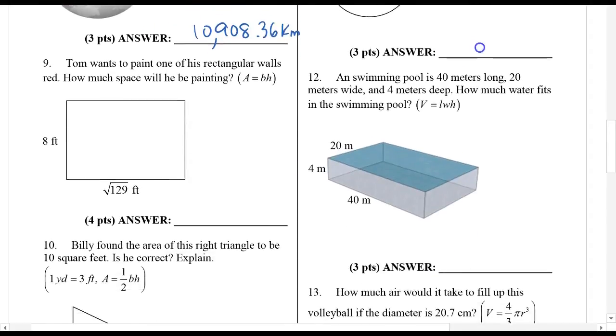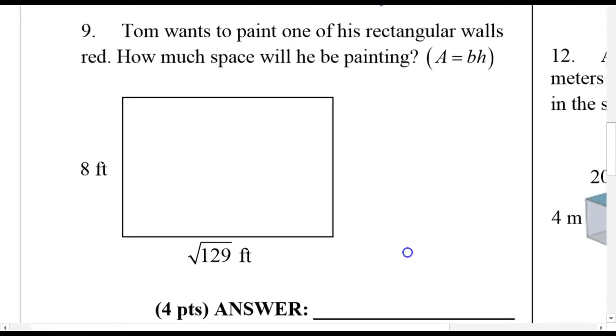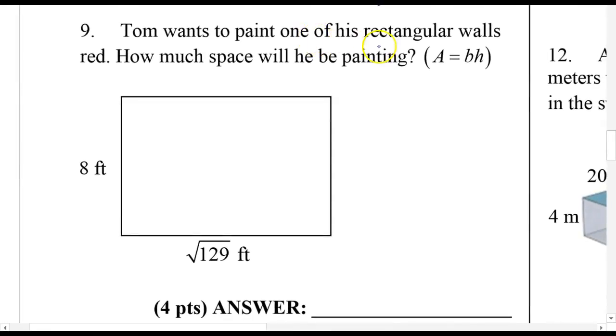Okay. Number 9. Tom wants to paint one of his rectangular walls red. Okay, so this rectangle here is his wall. How much space will he be painting? When you hear the word space, you know you're going to be looking for area.